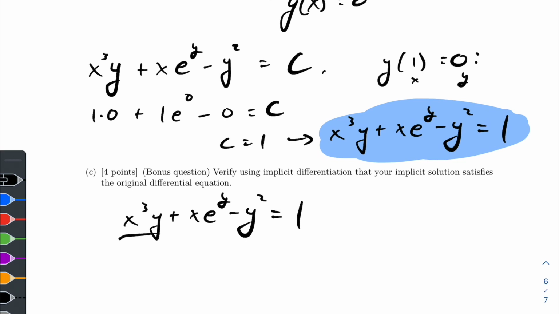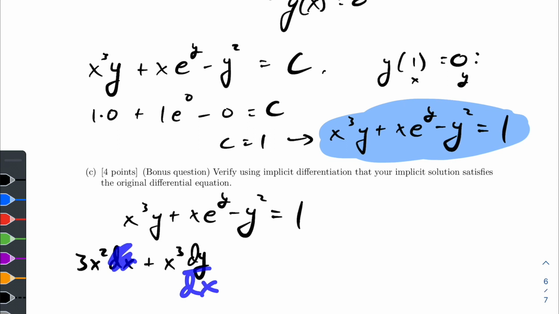So if I do implicit differentiation on x cubed y, I would get 3x squared dx plus x cubed times the derivative of y, or differential of y, which is just dy. You could have a dy dx over here and then not have a dx over here. They're doing the same thing. One of them's a differential, one of them's a derivative. It's all the same.